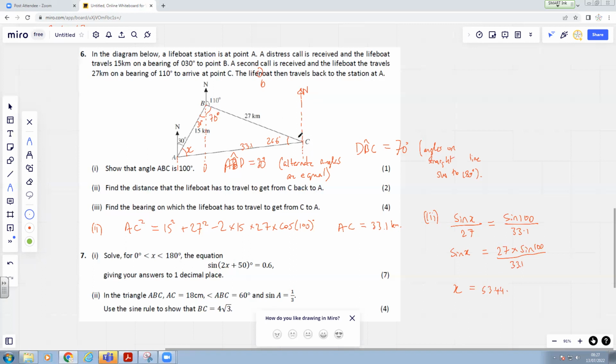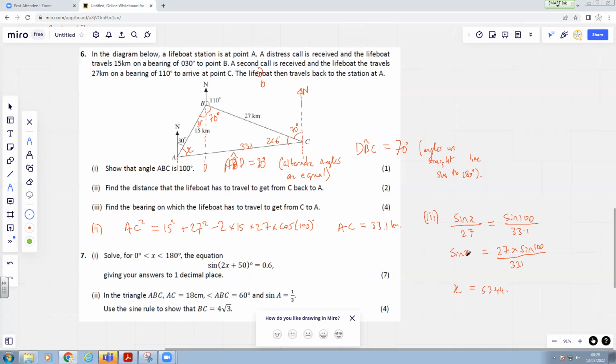So on this side, it's going to kind of go the other way around. This is hard to see, this is going to be 70. And I can work it out from that, can't I? Because I've got 70 plus 26, which is 96.6.